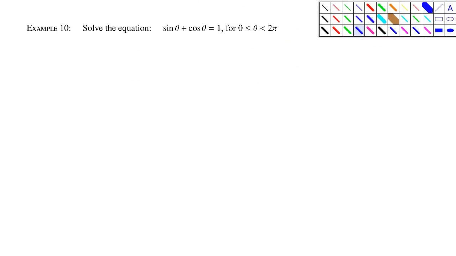Let's look at example 10. Solve the equation. Sine of theta plus cosine theta equals 1 for theta between 0 and 2 pi. Again, we have multiple trig functions. There doesn't seem to be an obvious substitution that we can use here. The sine and the cosine are not squared, so the Pythagorean identity doesn't work. They're not really reciprocals of each other. There's no exotic trig functions like cosecant or anything. So we need to use a technique that we sort of reserved for emergency cases. And that is to take both sides of this equation and square it.